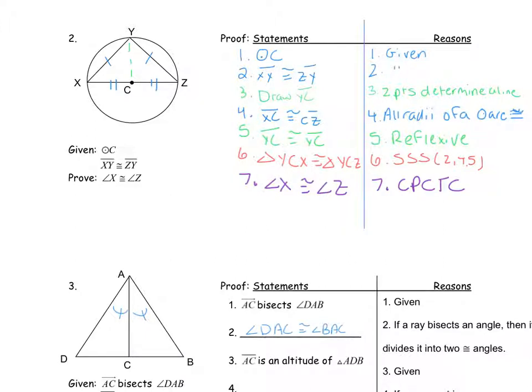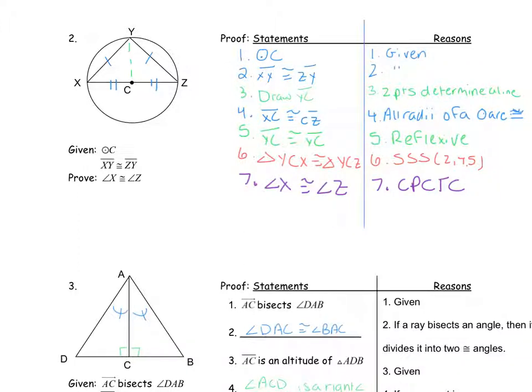All right, think about what you know about an altitude. We just learned that an altitude forms right angles with the side to which it is drawn. So we're going to have a right angle for angle ACD. And I'm going to make these separate steps. And angle ACB. So I'm going to say angle ACD is a right angle, as well as angle ACB is a right angle.